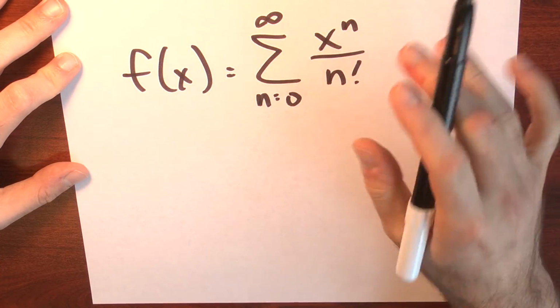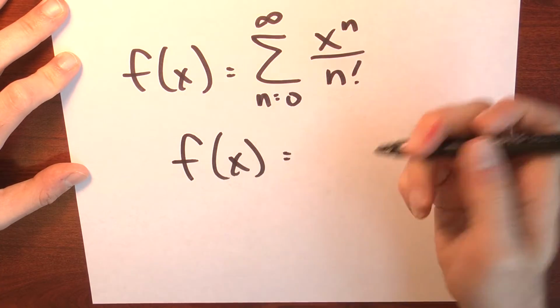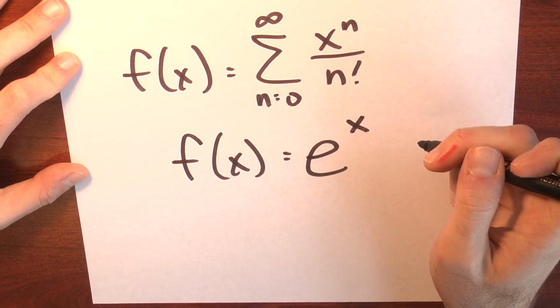Now the big result here is that this function, f of x, ends up being equal to the more familiar function, just e to the x. Let me now try to convince you that this is true.